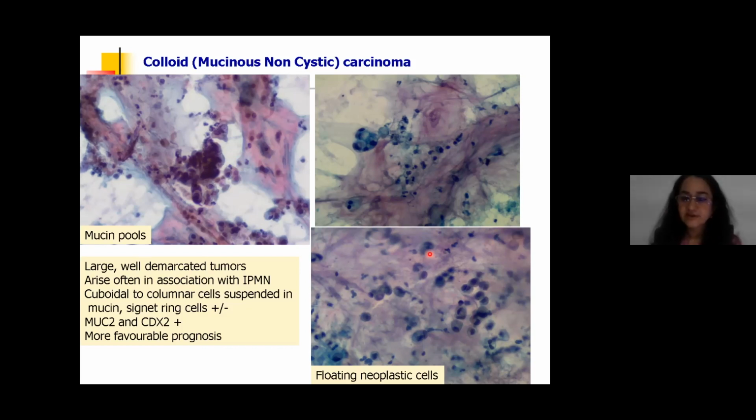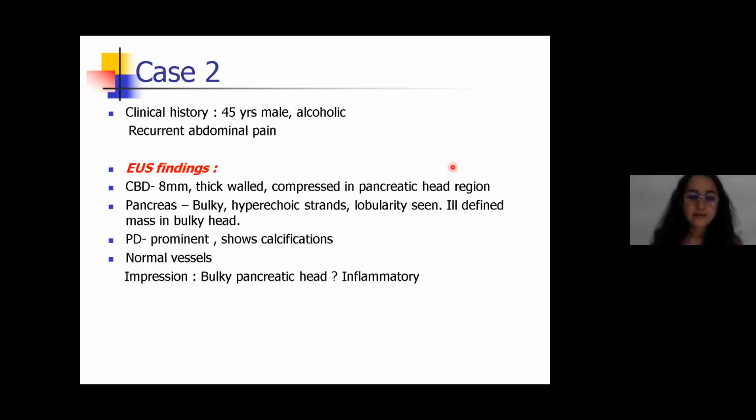This mucin can be very well recognized in the May-Grunwald-Giemsa stain as bright pink material, or in the PAP as this greenish blue background. So that was about adenocarcinoma and its variants. Now let's go to case 2.